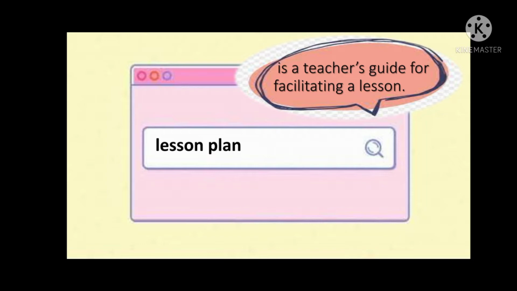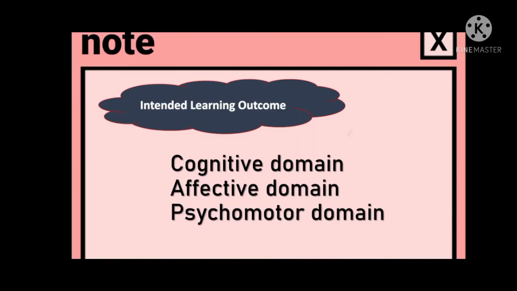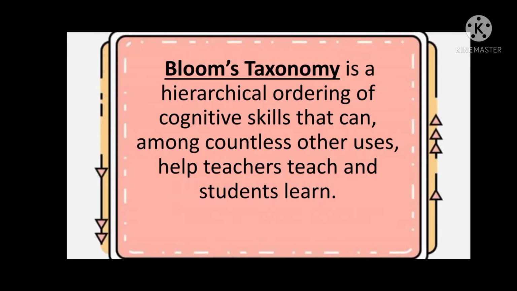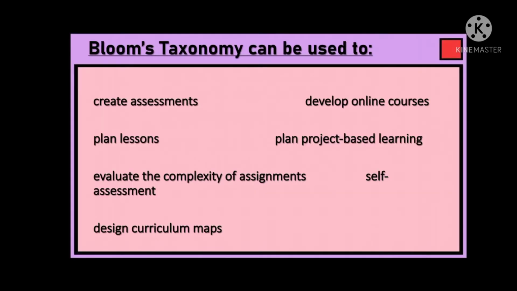And in making an objective, you have to consider the three domains. These are cognitive domain, affective domain, and psychomotor domain. Here is the definition of Bloom's taxonomy. Bloom's taxonomy is a hierarchical ordering of cognitive skills that can, among countless other uses, help teachers teach and students learn. And Bloom's taxonomy can be used to create assessments, plan lessons, evaluate the complexity of assignments, design curriculum maps, develop online courses, plan project based learning, and self assessment.